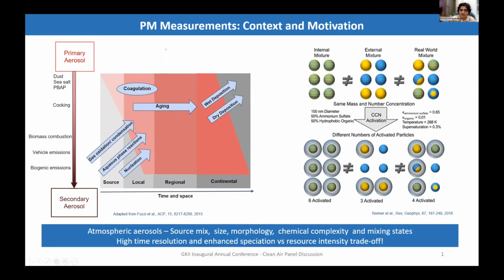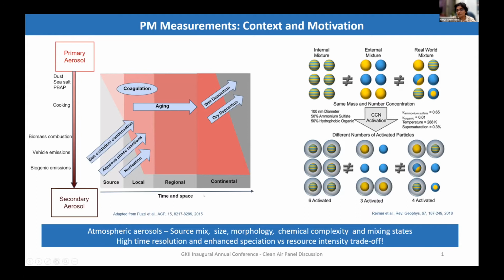What I have here is a schematic that should help motivate what sorts of measurements are appropriate to address what kinds of problems. So we have an XY plot here, and on the Y-axis, you go from primary aerosols to secondary aerosols in multiple sources. And this shows you the share of primary versus secondary aerosol in these sources. For example, sea salt is almost entirely primary, whereas biogenic emissions are quite secondary dominated.